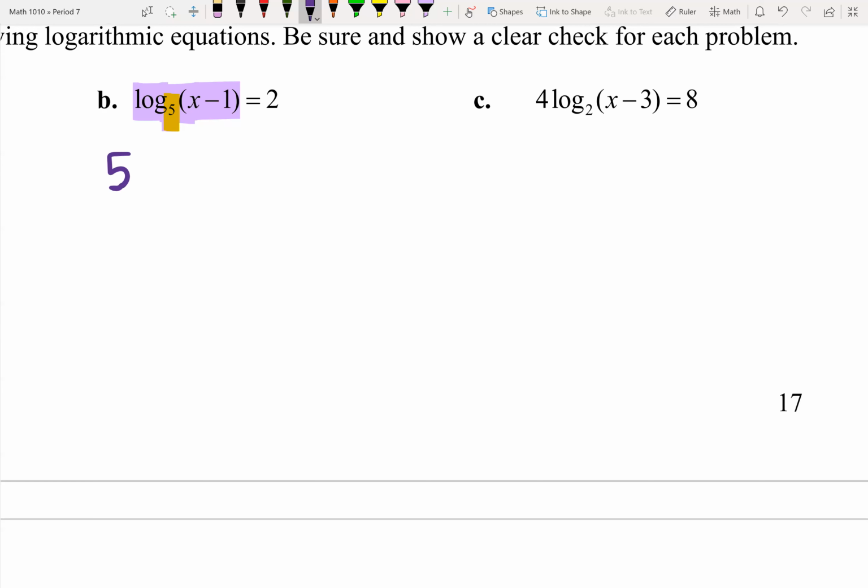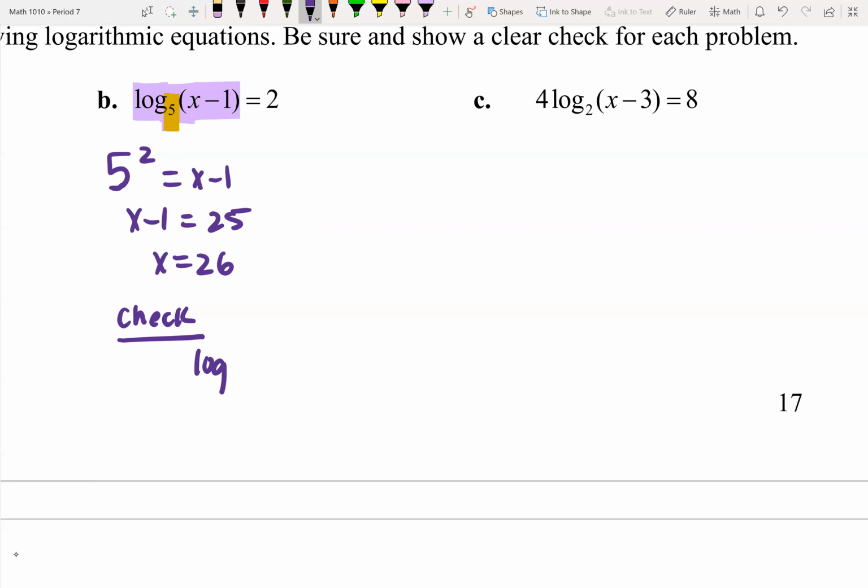So everybody go 5 raised to the other side, which is a 2, is equal to x minus 1. So that gives you x minus 1 equals 5 squared, which is 25. Move your 1 over, x equals 26. I'm not done. Why am I not done? You have to check. I literally want you to write the word check. You never check from the second step or third step or anything like that. It's always the original. So everybody write log base 5 of 26 minus 1 equals 2.